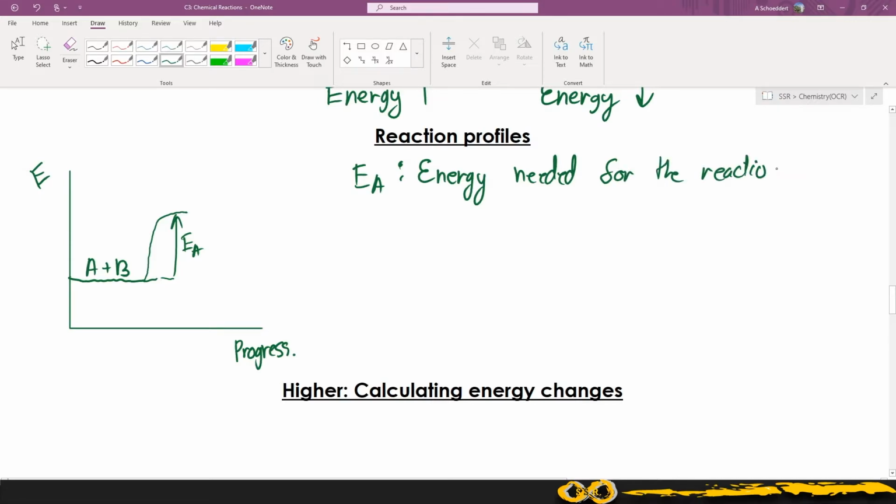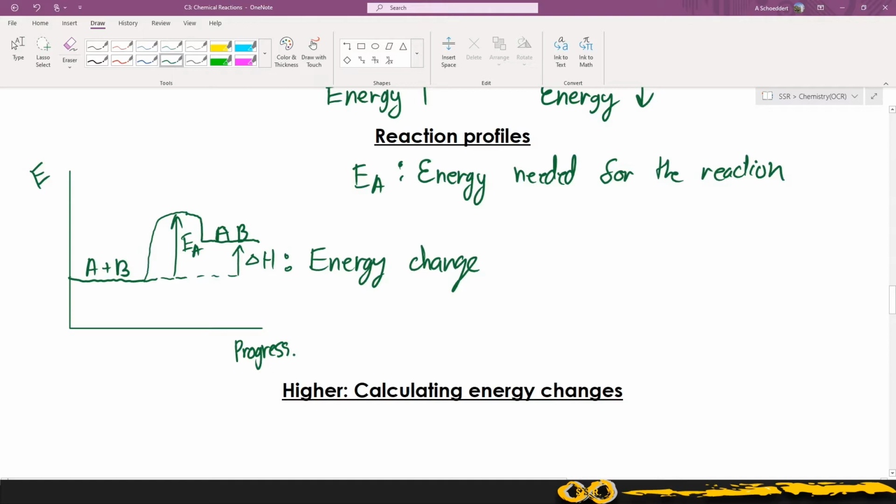All reactions will have a certain amount of activation energy that is needed in order to break the bonds in A and B in the reactants that you are using. And then you will finally come and put the products at their appropriate energy level. The difference in energy from the reactants to the products is known as the energy change of the reaction.